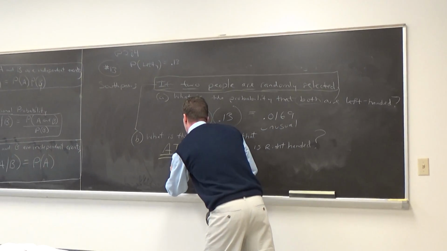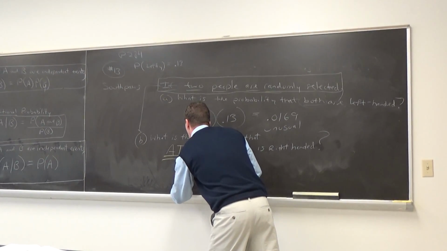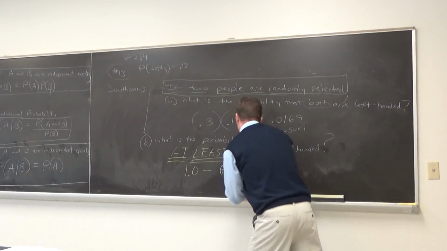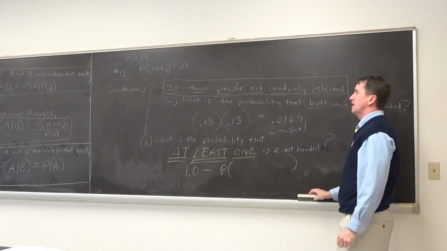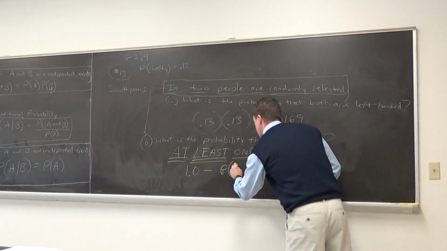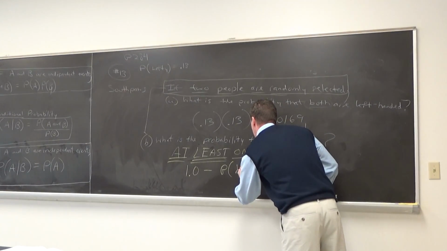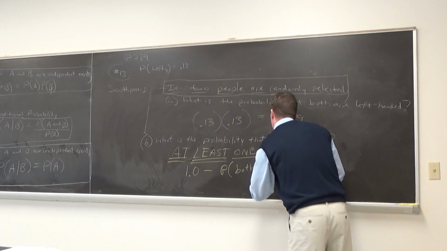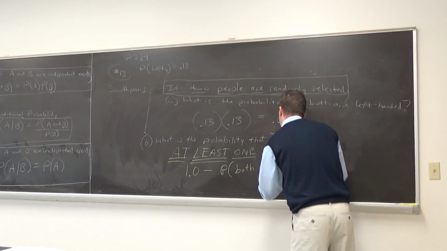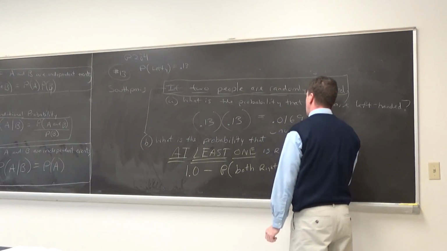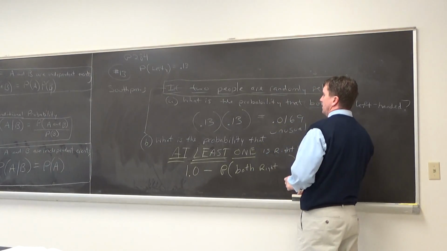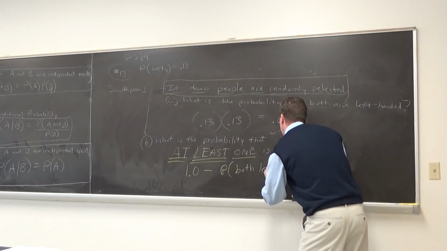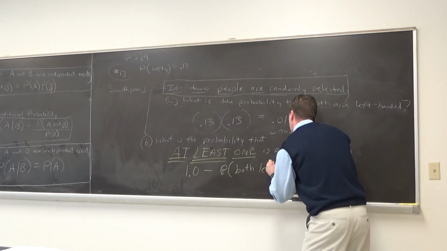We're just going to go, here's the answer. It's 1.0, 100%, minus the probability that they're both lefties. All right? At least one is right-handed. That means 100% minus the probability of both lefties.